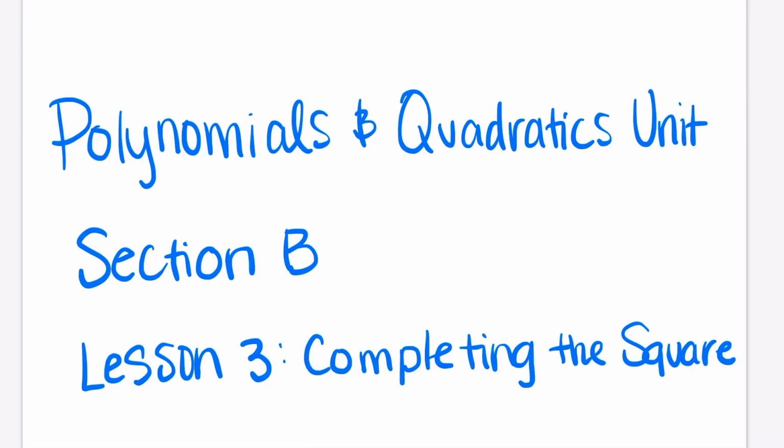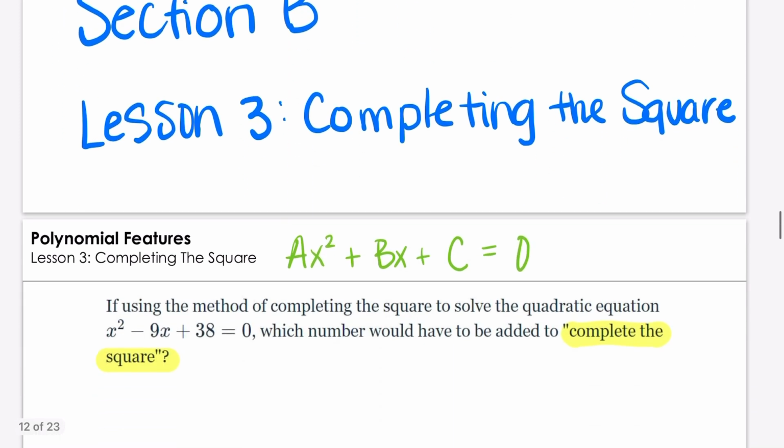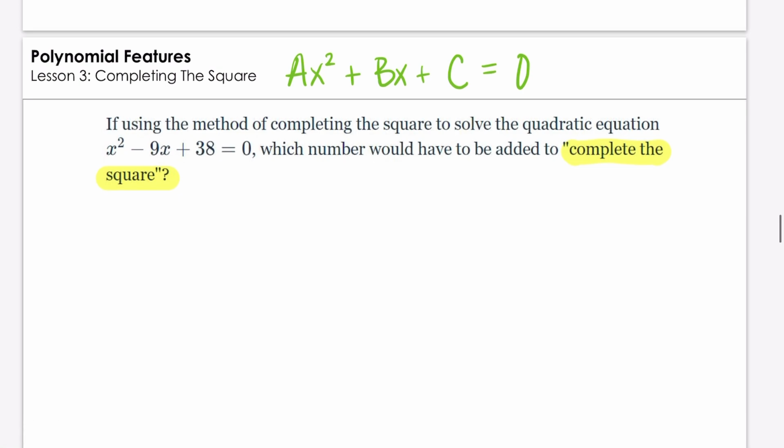Hey everyone, we're looking at polynomials and quadratics. This is section B. We're looking at lesson 3, completing the square. This is another method of factoring, and there's a couple steps to it. I'm going to go through one example all the way through.